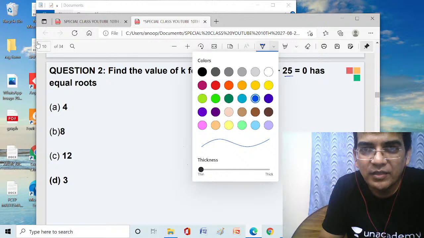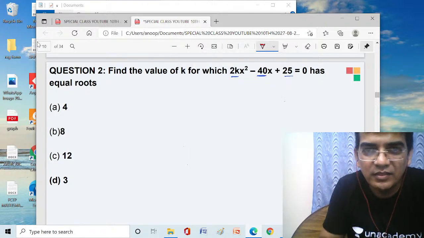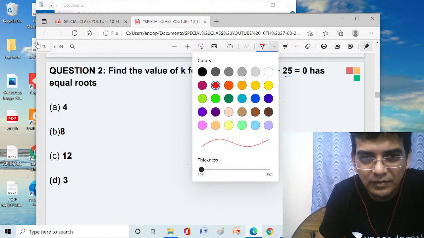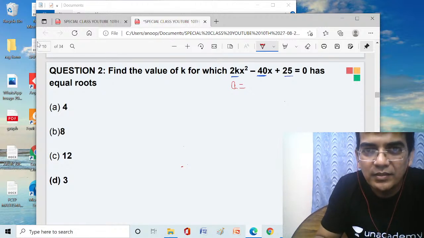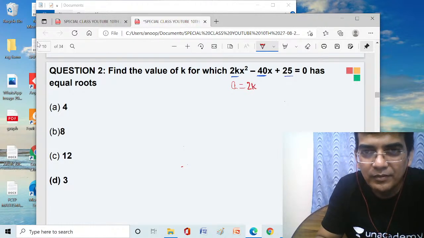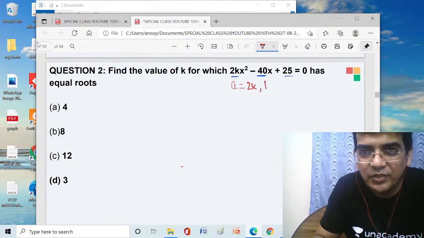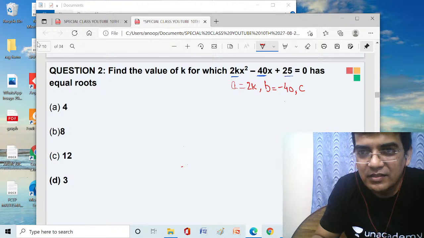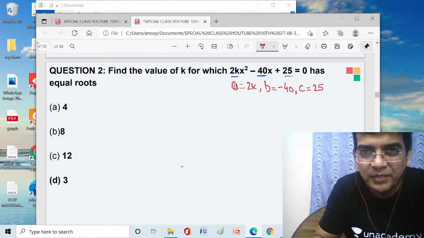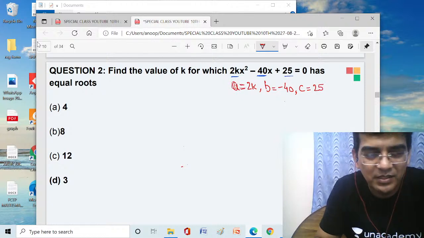So over here we have got A, B and C. Let us write what A, B and C are. In the equation, A is 2k. B is minus 40. And C is 25. So we have got A, B and C from the equation. Hope this much is clear to you.